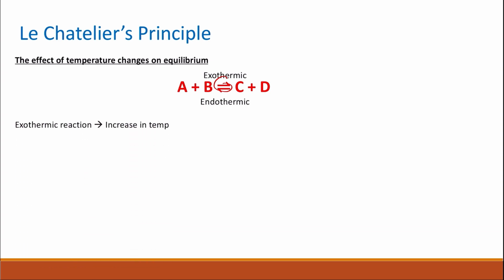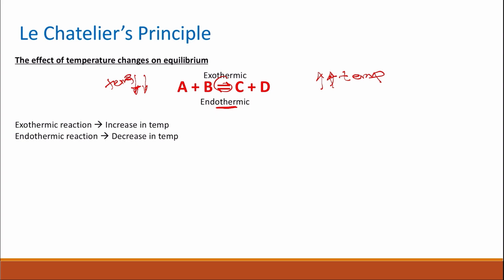Exothermic reaction means that there will be a release of energy or heat, which means there will be an increase in temperature in that direction. So if the forward reaction is exothermic, there will be an increase in temperature in the forward reaction. And when the endothermic reaction takes place, which is the reverse reaction in our example, there will be a decrease in temperature on the reverse side.